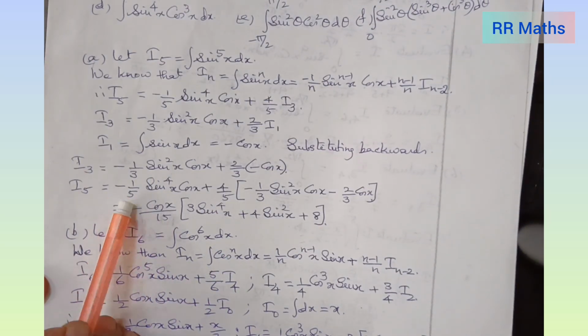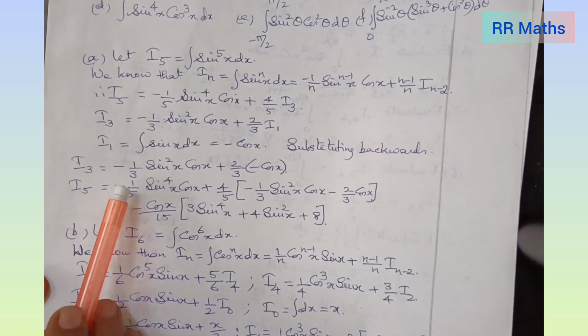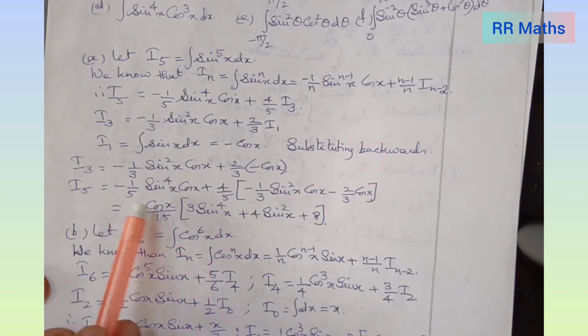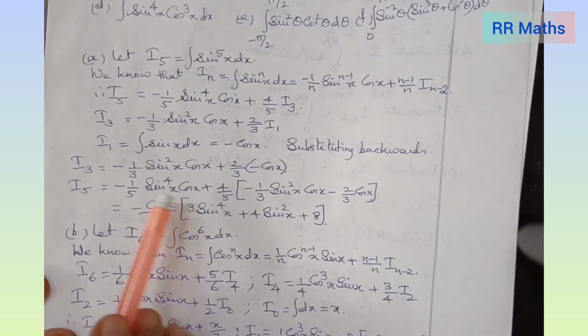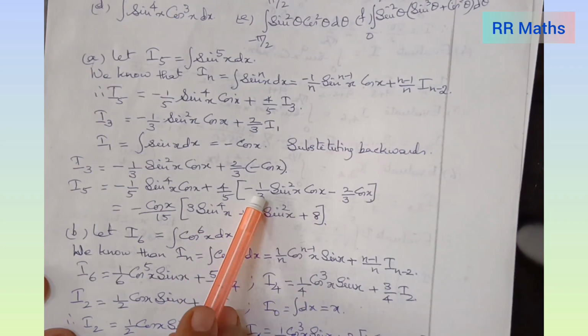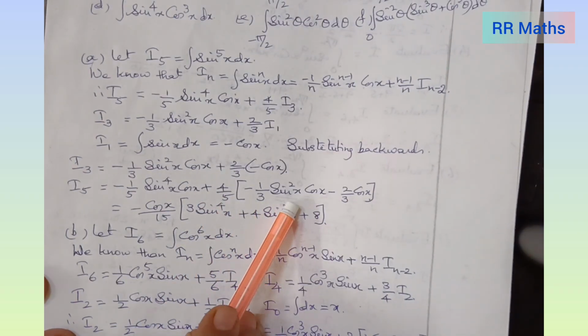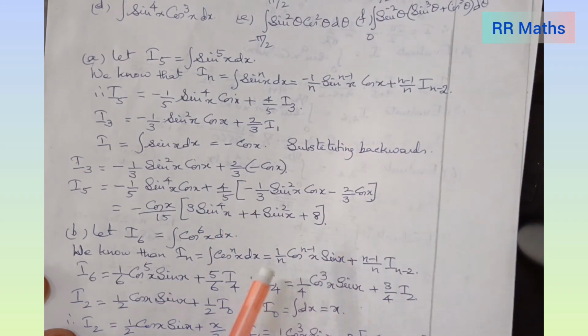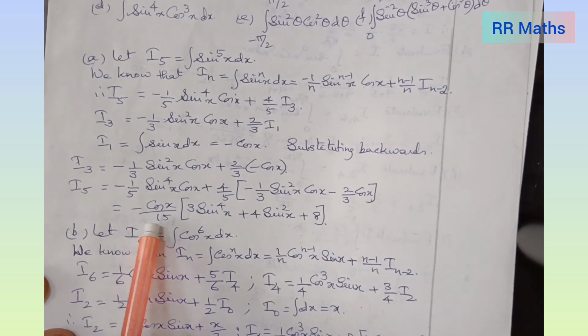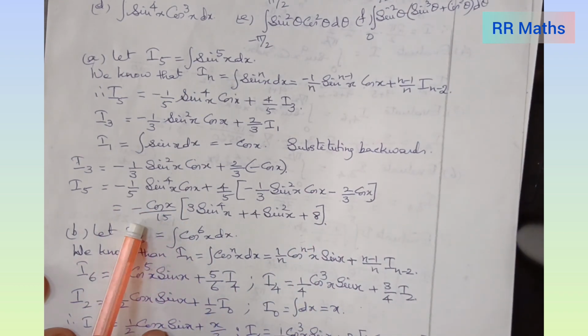So I have taken out a 15 as a common factor. Here it is only 5, so I will multiply numerator and denominator by 3. So leaving you as 3 sin power 4x, and here it is plus 4 sin square x plus 8, and cos x has been taken out. So this is your final answer.